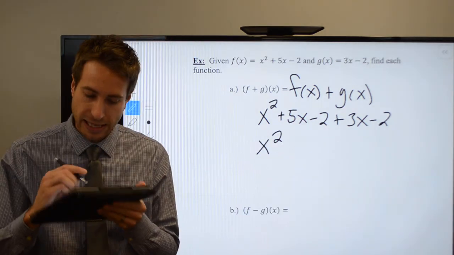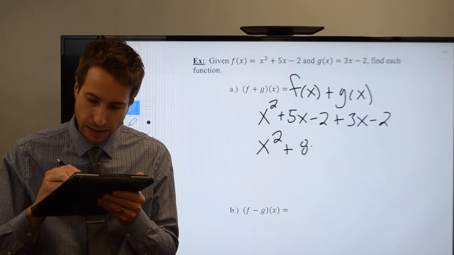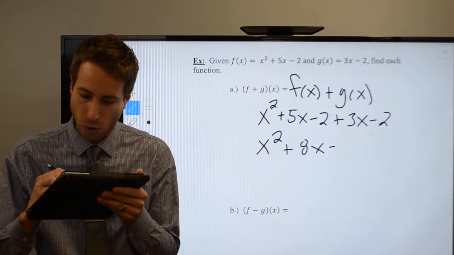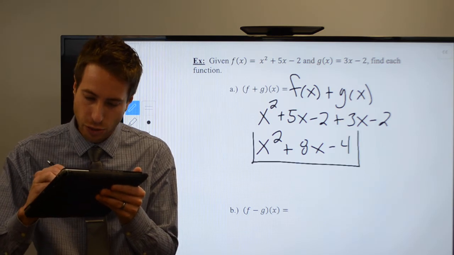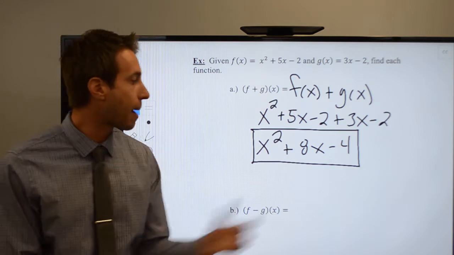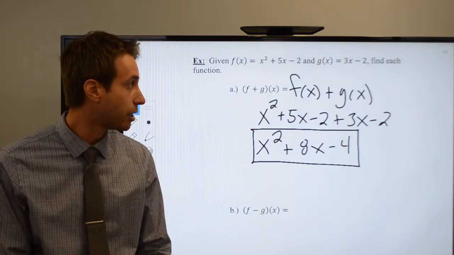5x plus 3x is going to be 8x. And a negative 2 and a negative 2 would be a minus 4. And so this is my new sum function by adding f of x and g of x.